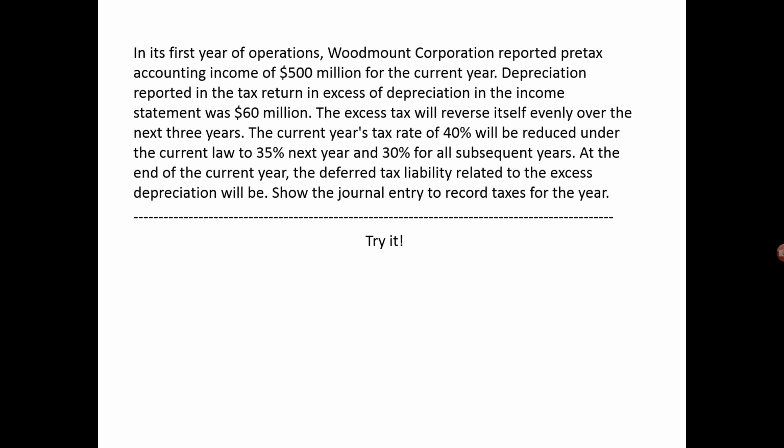Okay, so here's a problem where the current rate and the future rates are not the same. So the current rate is 40%, but next year it'll be 35%, and then the year after that and all subsequent years is 30%. So if you want to try it, go ahead and freeze the frame and then walk through it with us.